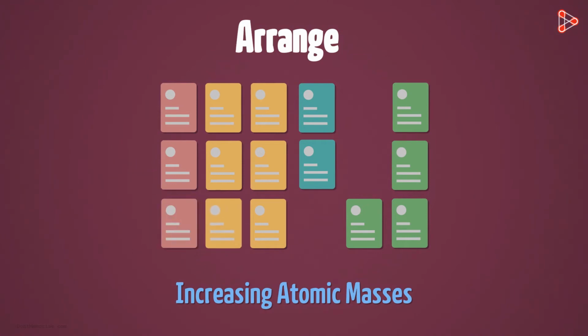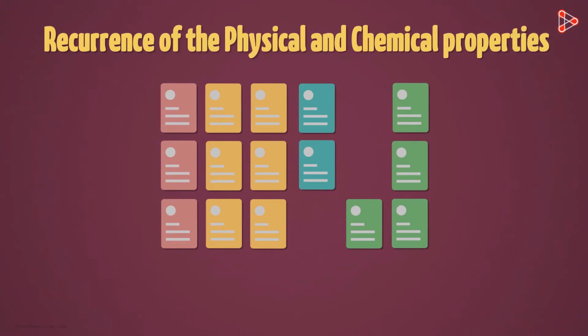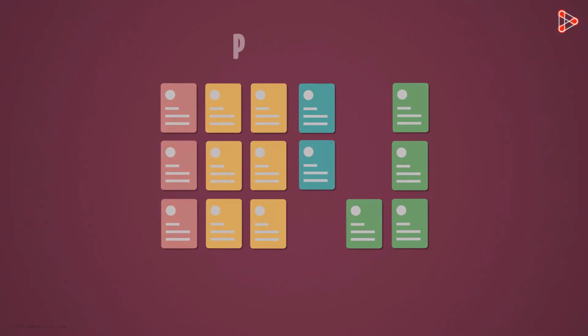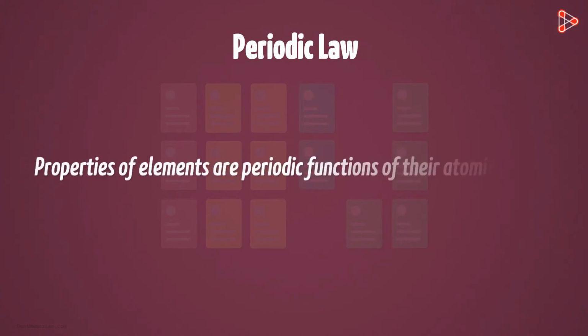The second observation he had was the reoccurrence of the chemical and physical properties. After arranging the elements based on the increasing atomic mass, he observed that the chemical and the physical properties of the elements reoccurred after a particular interval, and so he came up with a law known as the periodic law, which stated that the properties of the elements are periodic functions of their atomic masses.